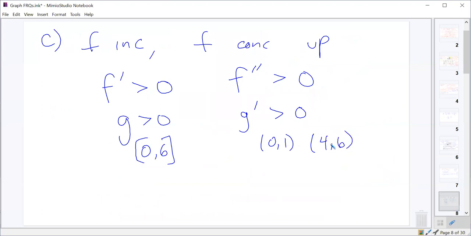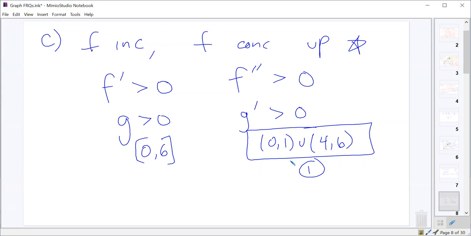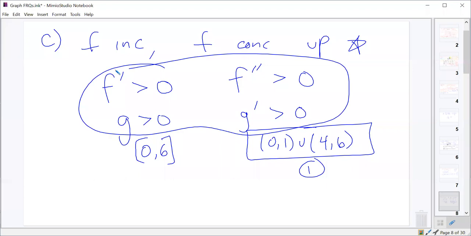So the overlap of 0 to 6 and 0 to 1 and 4 to 6 ought to be 0 to 1 and 4 to 6. They specified open intervals, which you would have to do anyway because we're talking about concave. So 0 to 1 and 4 to 6, that was worth 2 points. 1 point for the intervals and 1 point for some reasoning: f prime is positive, so g is positive. f double prime is positive, so g prime is positive. Good there on part C or no?